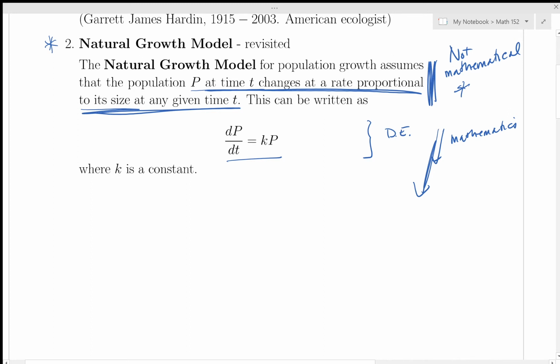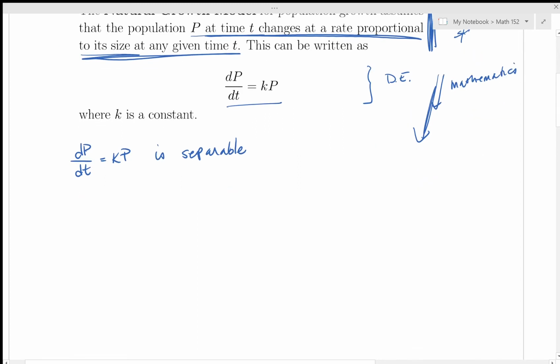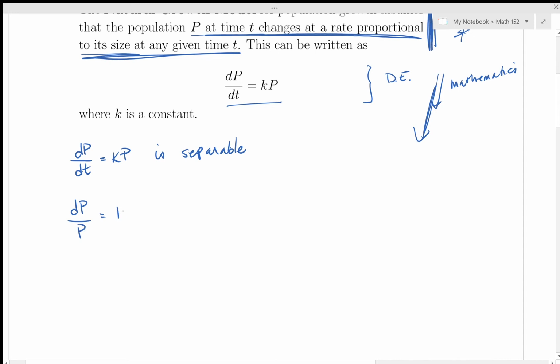Okay, so this is the most basic population growth model. And the good news for us here is that it's separable. We have the rate of change of the population is k times the population, a separable differential equation. So good news, we can separate. We'll put everything to do with P on this side, and everything to do with t on this side. t is the independent variable.